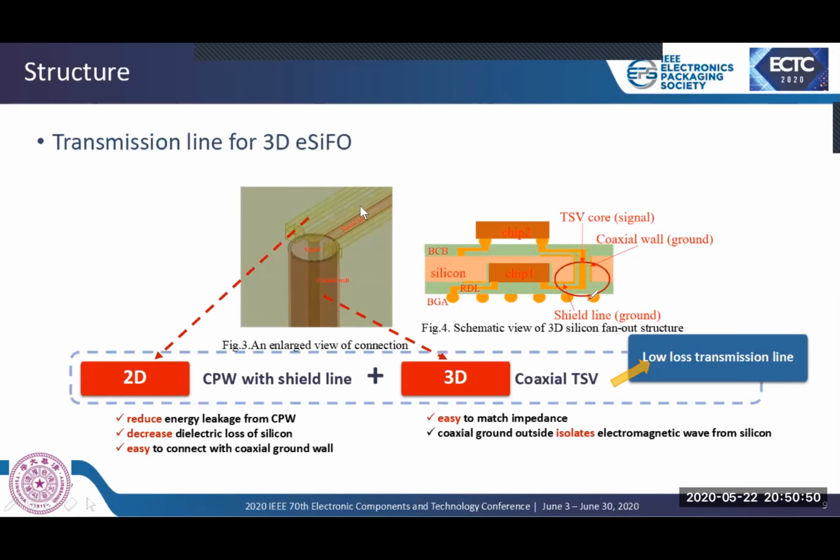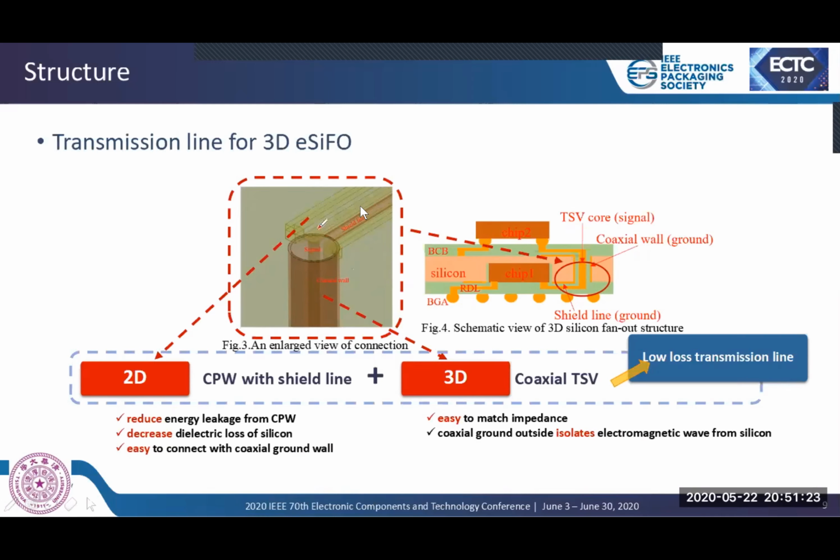To get a better view, we enlarge the connection in Figure 3. We can see the shield line is just between the signal line of coplanar waveguide and the silicon substrate. It's an isolator to reduce energy leakage and decrease dielectric loss of silicon. As seen in Figure 3, the shield line can easily be connected with the coaxial ground wall.